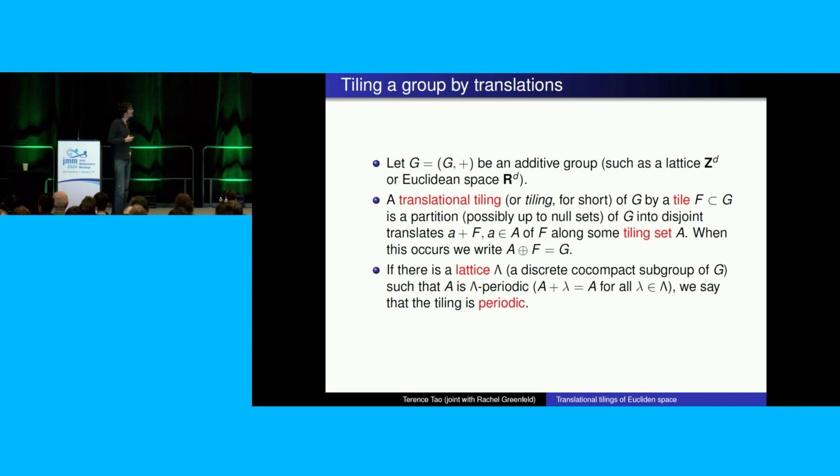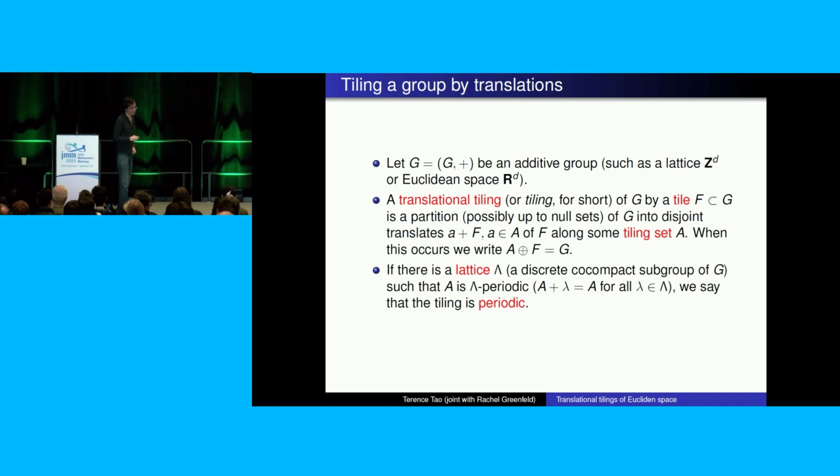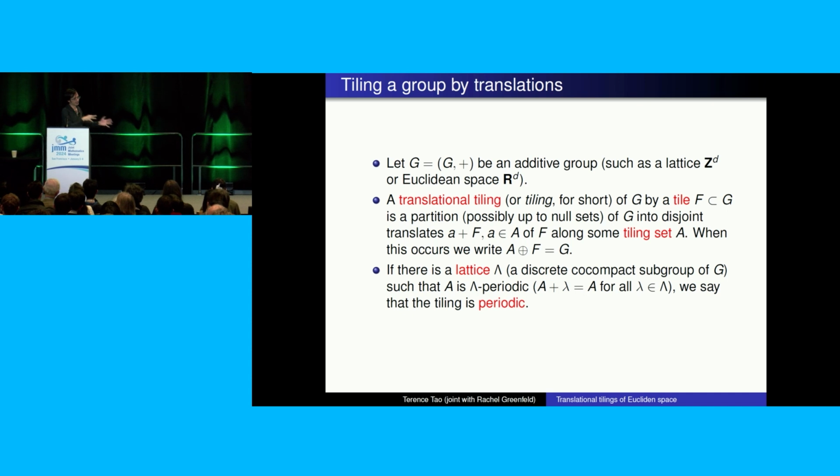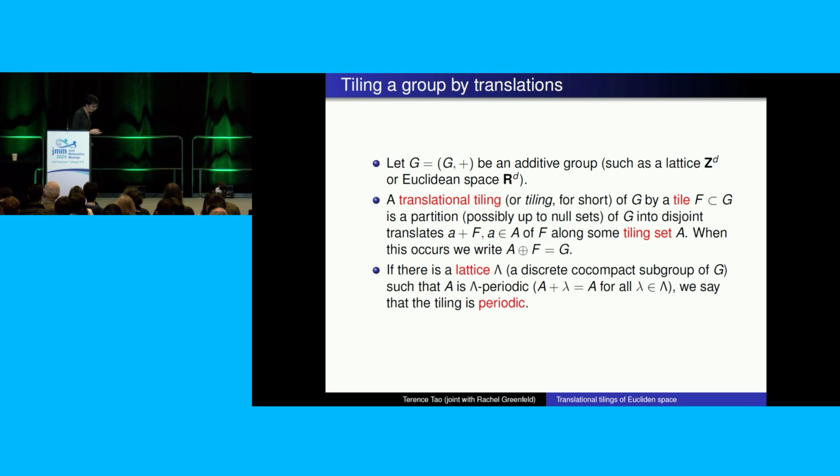Many tilings are periodic, so I'll take the time to actually define that. Inside an abelian group G, you define a lattice, lambda, to be a subgroup whose quotient is compact. So for example, in Z2, if you take 2Z squared, the set of all points in Z2 where the coordinates are even, that is a lattice in Z2. Z2 is itself a lattice in R2, because the quotient of R2 by Z2 is a torus, and that's compact. And so if your tiling set is invariant under shifting by a lattice, then that's a periodic tiling.